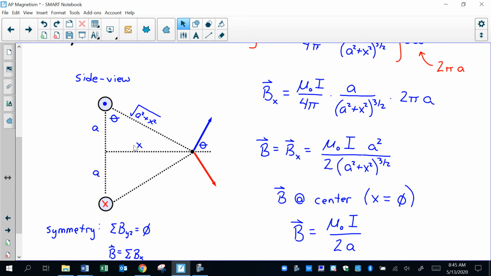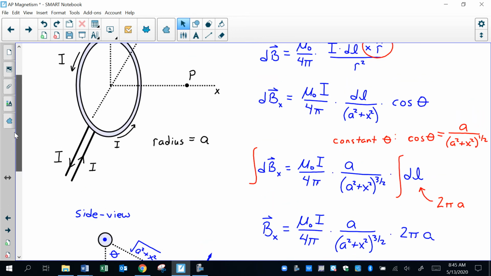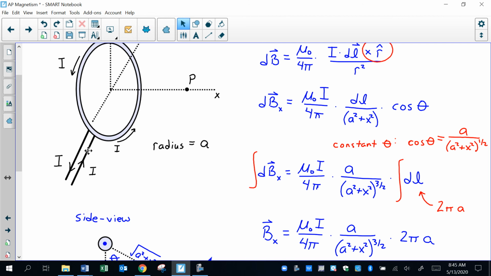So what I can see here is that my current is going around in a circle because it's a complete loop. These two currents are going to cancel each other out in terms of any magnetic field, so I don't have to worry about those.